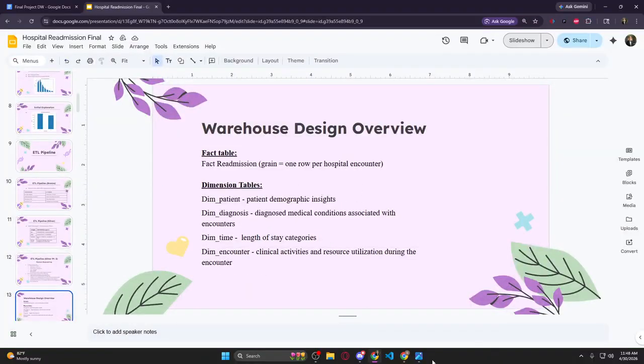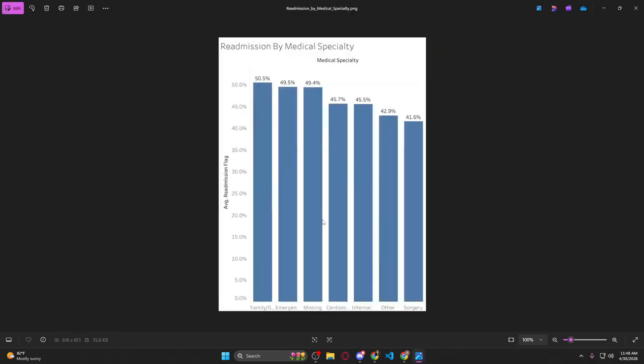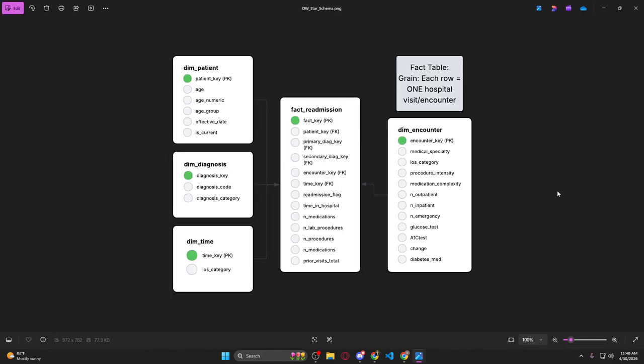We're going to pivot now to the actual data warehouse star schema. So this is what the table looks like. We have fact_readmission in the middle. Then we have patient, diagnosis, time key, and dim_encounter with all their respective primary keys. And in fact_readmission, we have the primary keys and foreign keys. For encounters, as I mentioned, it was the number of outpatients, inpatients, emergencies, and different tests. Was there a change? Was there medication for diabetes? And then those were connected to readmission.